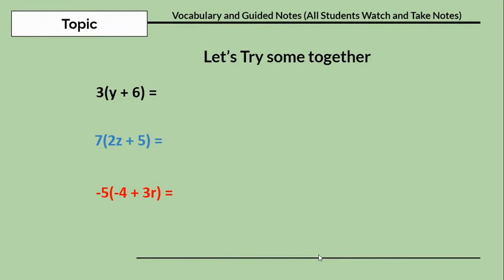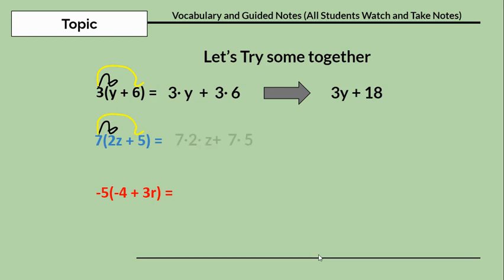So 3 parenthesis y plus 6, we'll distribute the 3 to the y, the 3 to the 6, and we'll get 3y plus 3 times 6, which we can further simplify to 3y plus 18. Try it again. We've got 7 times 2z plus 7 times 5, and then we can simplify the numbers. So 7 times 2 is 14, and 7 times 5 is 35, and we don't know what the z is, so we'll just keep the z there.